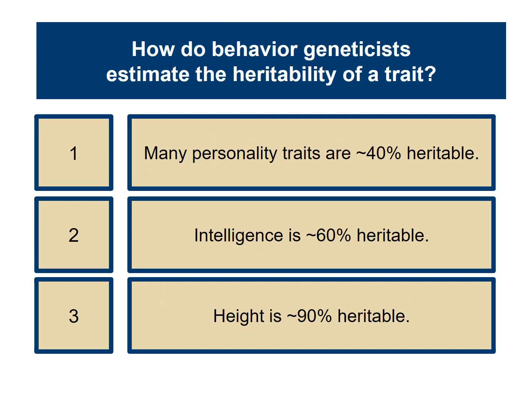So how do behavior geneticists estimate the heritability of a trait? One, many personality traits are about 40% heritable. Intelligence is about 60% heritable, and height about 90% heritable. We'll go over what that means in just a second.